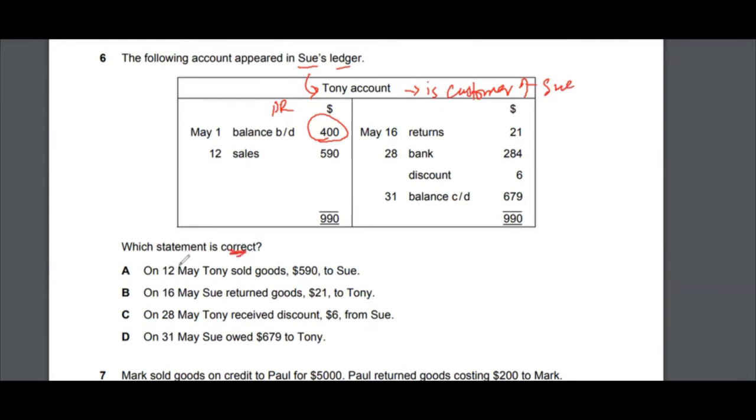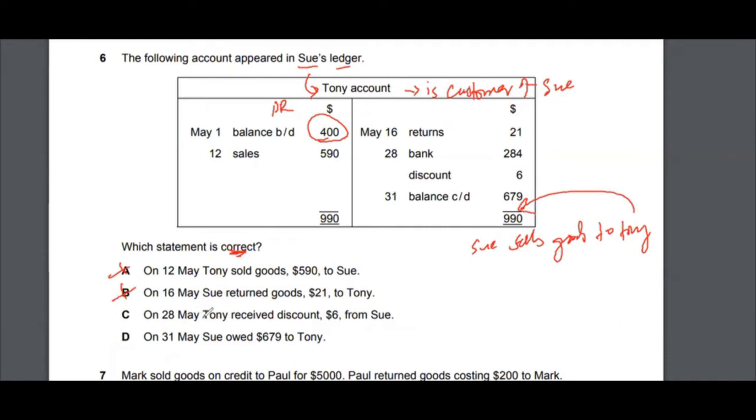Let's look at it. On 12th May, Tony sold... no, actually Sue sells goods to Tony. So option A is incorrect. On 16th May, Sue returned goods. No, only Tony can return goods, right? So option B is also incorrect.